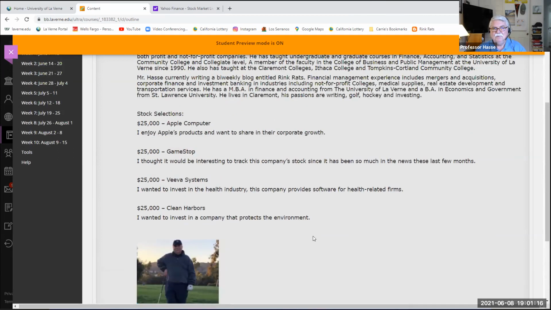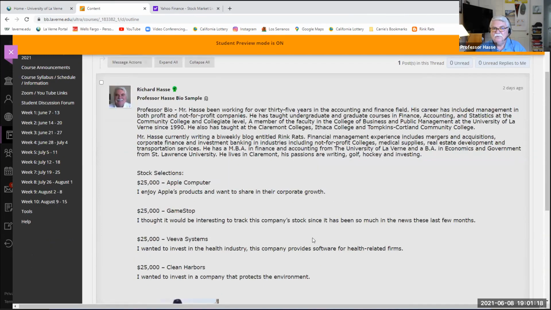So that's a sample of what I'll be looking for in your post. Additionally, you'll be posting and attaching a file. That file is your portfolio in a spreadsheet, not a PDF. I'm giving you a PDF file as a sample because I don't want to show you the formulas used in that, because I want you to do the formulas yourself. That's why I'm giving you a PDF file.